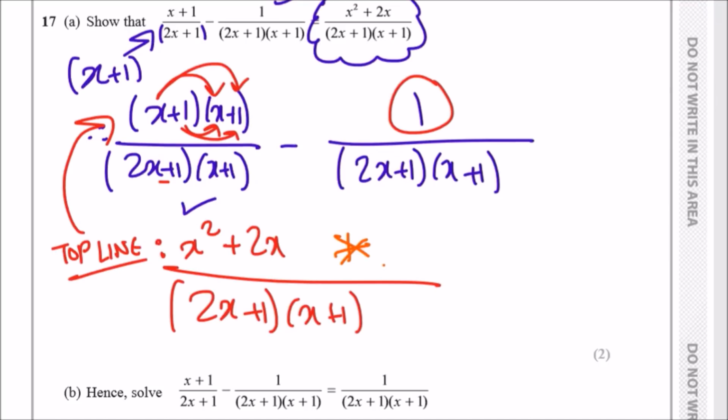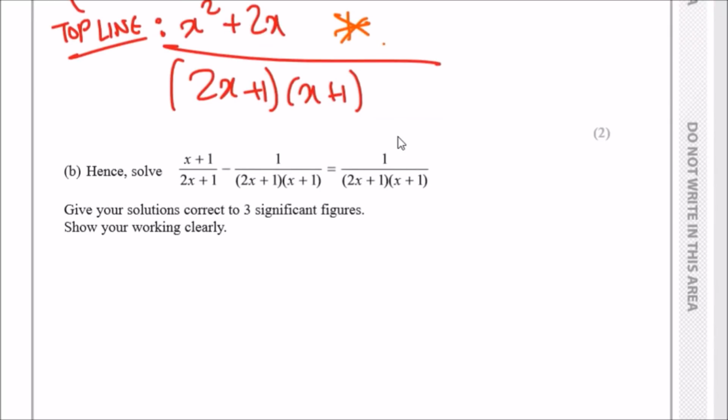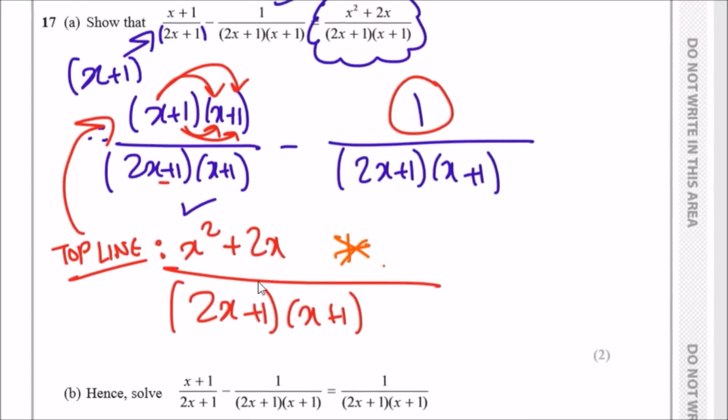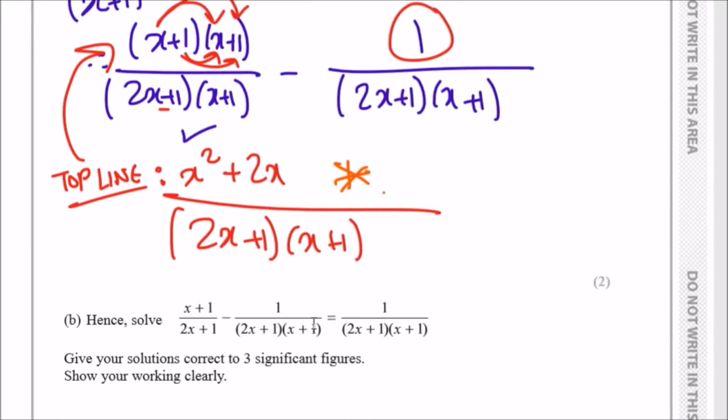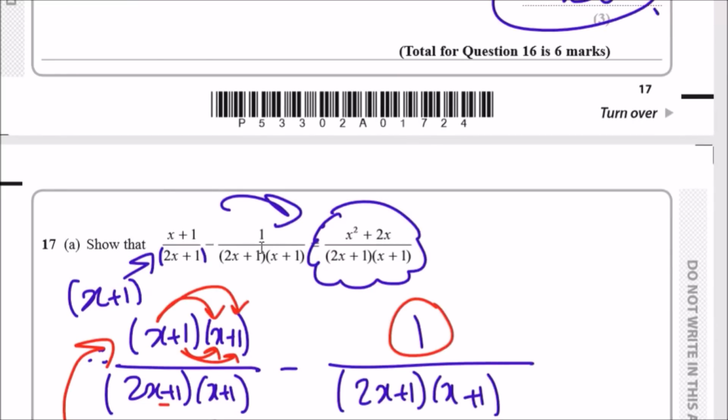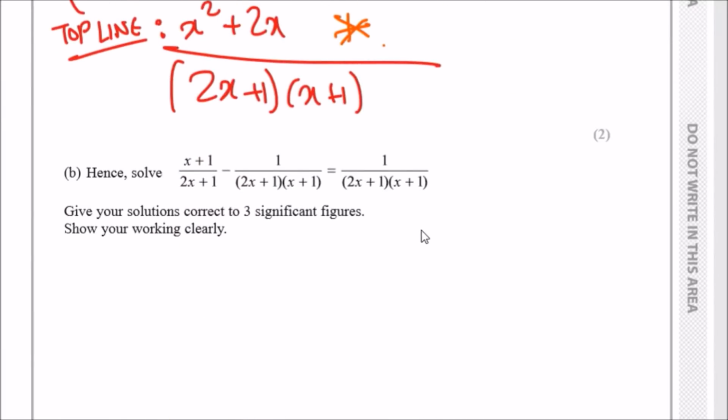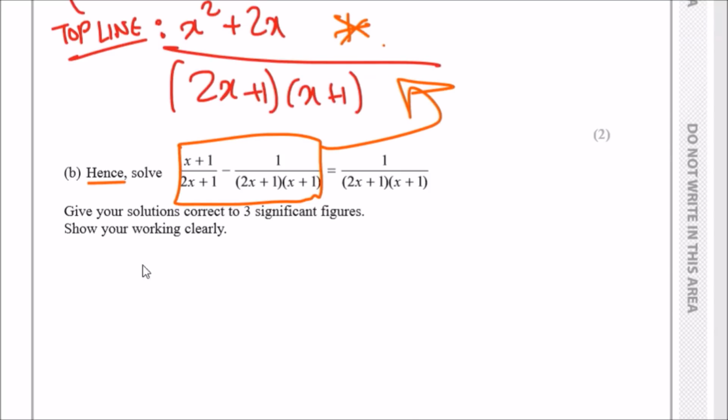Proved. Now be careful with this part B, because look what it says. Hence, solve the same equation you did over here, so x plus 1 over 2x plus 1 minus 1 over 2x plus 1, x plus 1. So basically this left hand side is identical to here. And we said show that this can be represented as x squared plus 2x. The point of this question is that when you have 'hence', instantly replace this with your result here. That's what they're saying. Now hence solve that the new equation you made will equal the right side. And we just have to solve it. So we need to just remove the fraction, clear the fraction, and just do some algebra here.